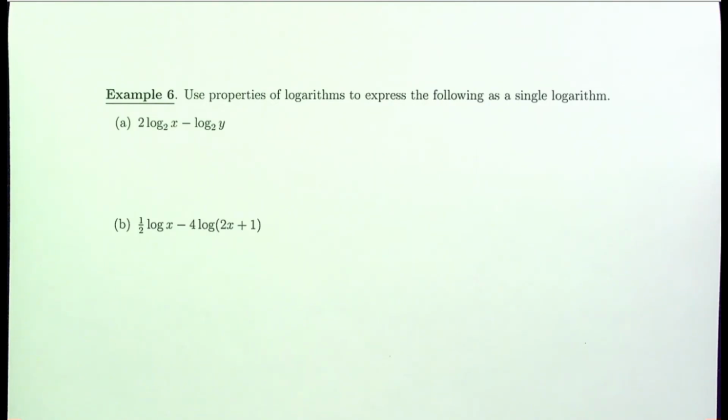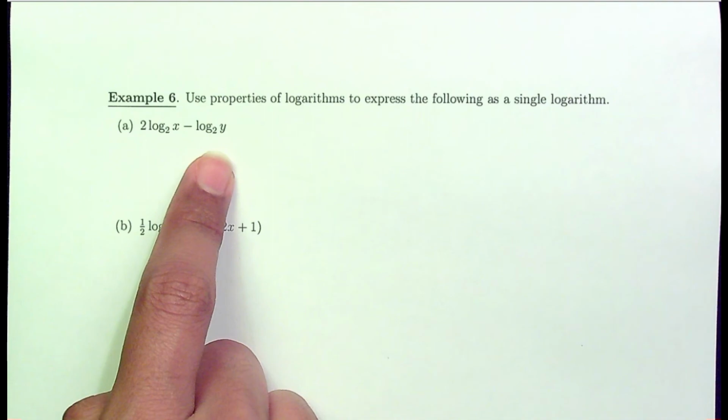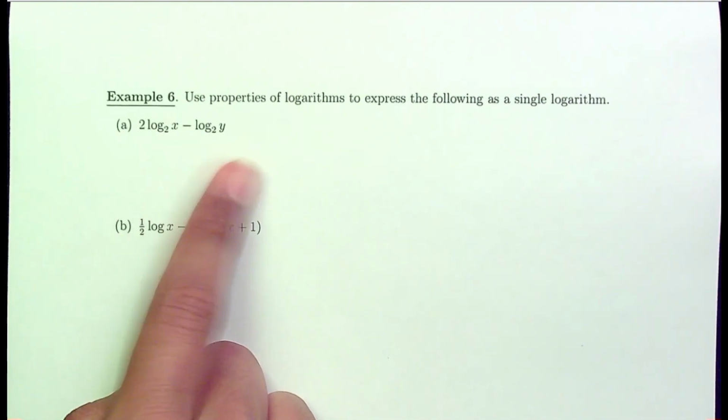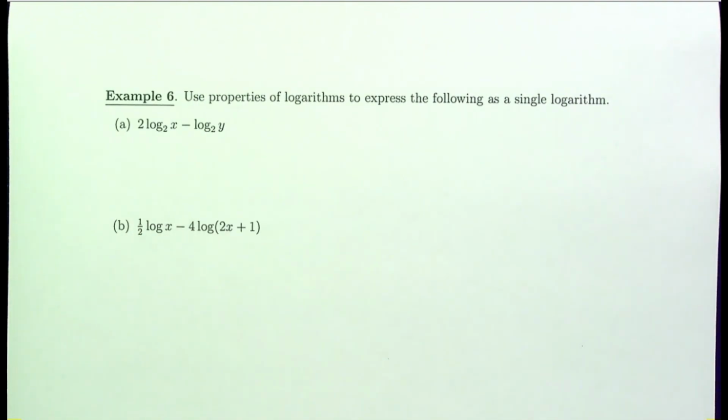In example 6, we're going to go in the opposite direction, and we're going to take multiple logarithms, 2 or 3, and condense them again into a single logarithm. We have already done this, so this is more practice. And I would recommend that you at least try these before we go over them, so you should probably stop the video and attempt them.